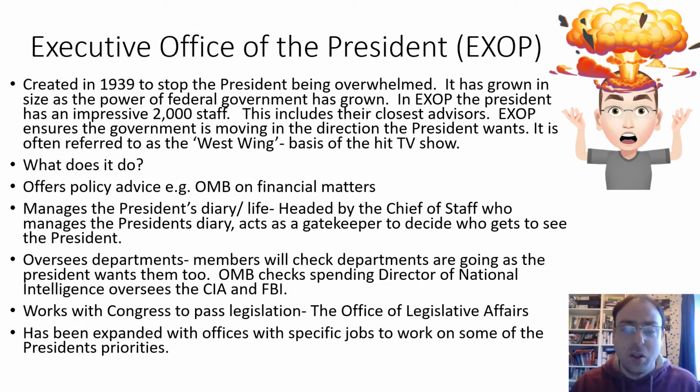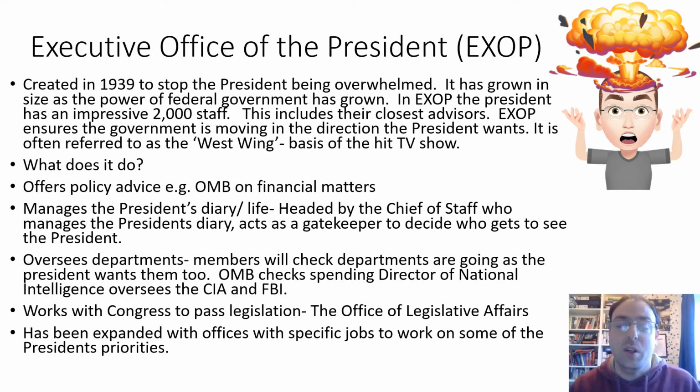So EXOP is the Executive Office of the President. It was created in 1939, and the reason it was created was to stop the President being overwhelmed, as federal government had grown to such an extent that it was becoming unmanageable, and whilst the departments had large bureaucracies behind them, the President themselves didn't. And EXOP has grown as federal government has grown, giving the president an impressive 2,000 members of staff.